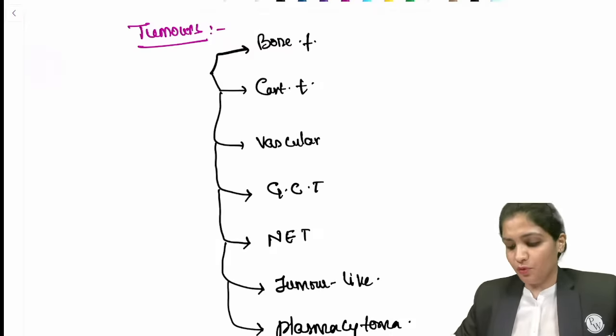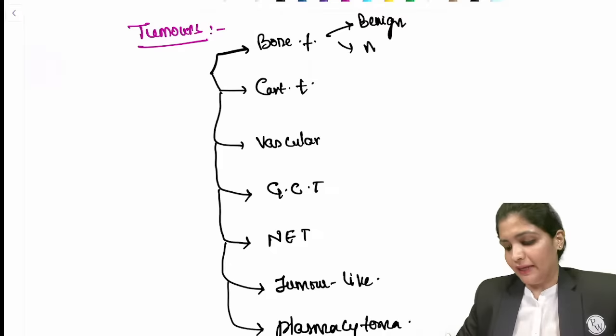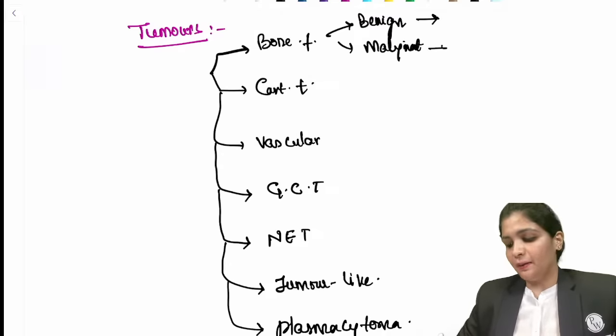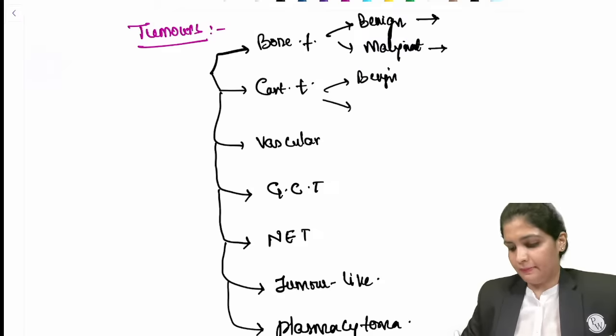Right? So what is this bone-forming tumor? Again, they could be benign, and they could be malignant. Example of benign bone forming tumor. Can anybody please answer?